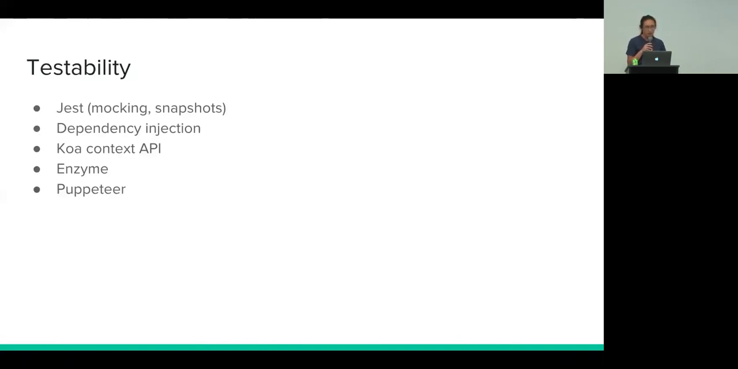The dependency injection comes into play as well. You can obviously mock each of the dependencies that you need, and because of the type system, you know what they are. And then you can use Enzyme or Puppeteer and other tools for various different levels of testing: Enzyme for unit tests, and Puppeteer if you want to do more end-to-end or integration tests.